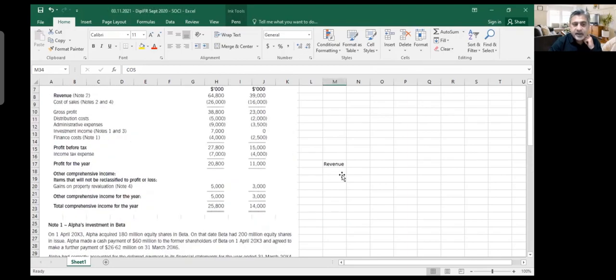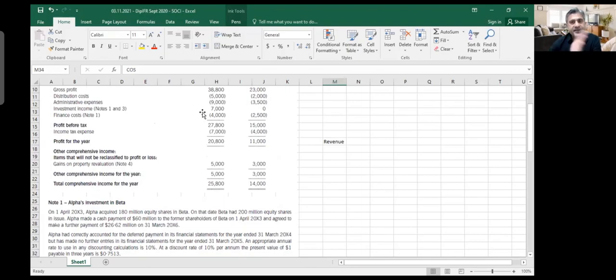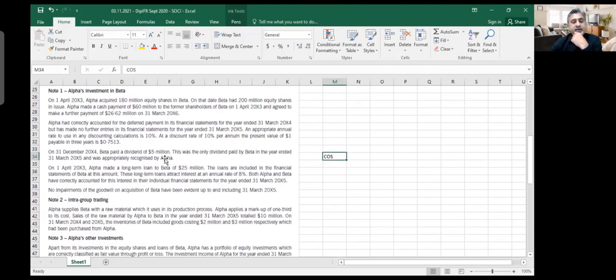So you might have some investment income here, 7 million. Out of the 7 million, 5 million is coming in from Beta. So this is an intragroup dividend. We have to eliminate this. So this 7 million, we will decrease by this 5 million. We will deduct this 5 million from here because it's an intragroup dividend.